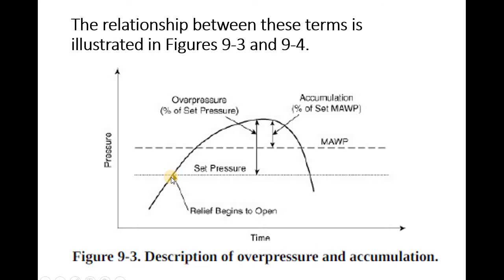And sometimes the valve doesn't open for some reason, and the pressure just goes up and reaches a certain pressure. So what do we call this pressure? We call this overpressure, which is a percentage of the set pressure. So how much I'm having over my set pressure.